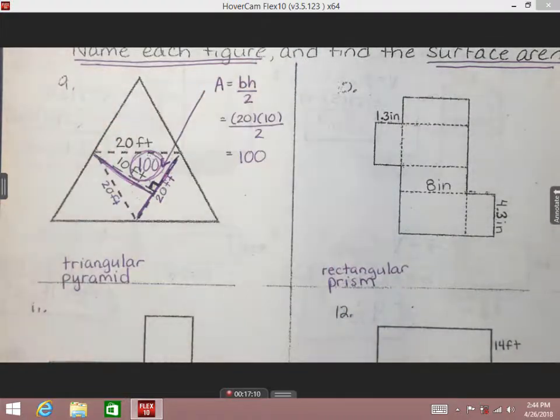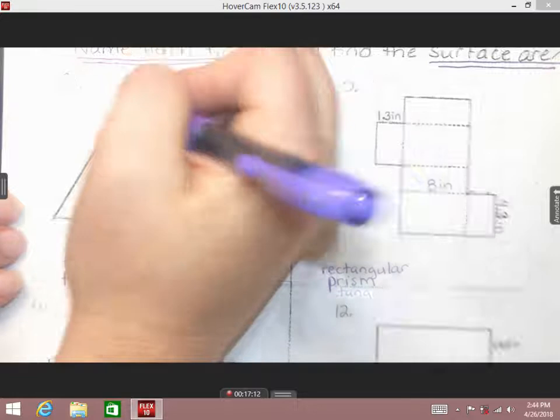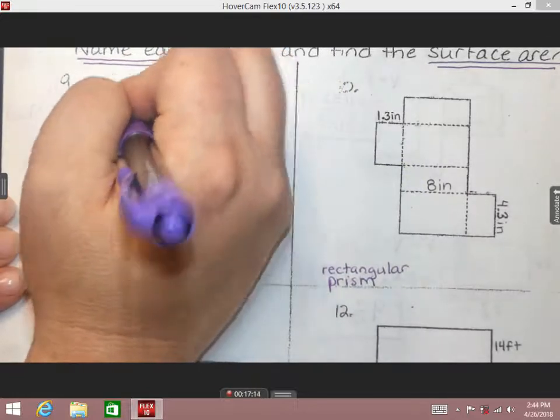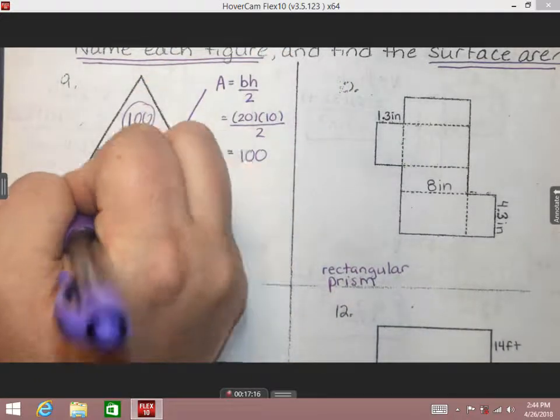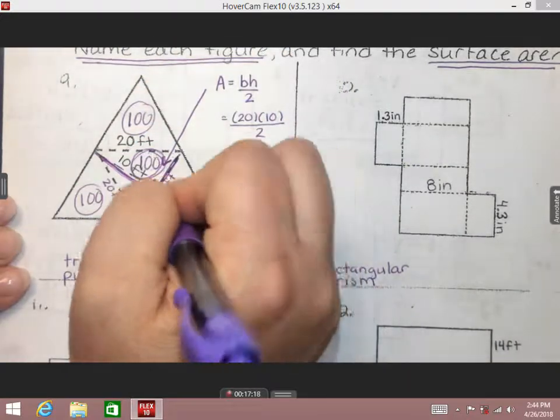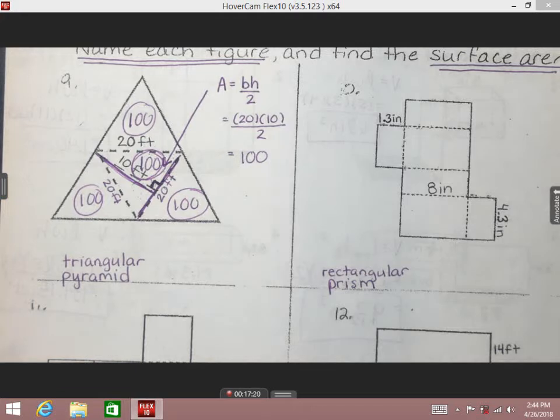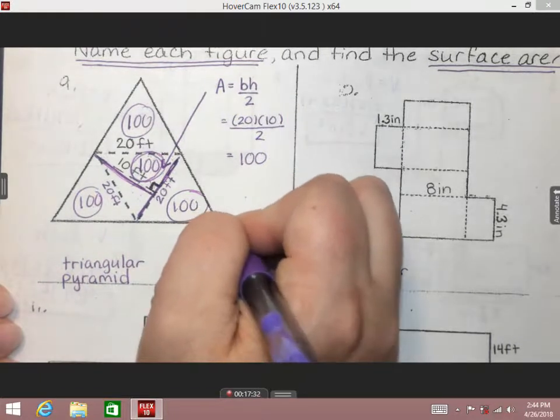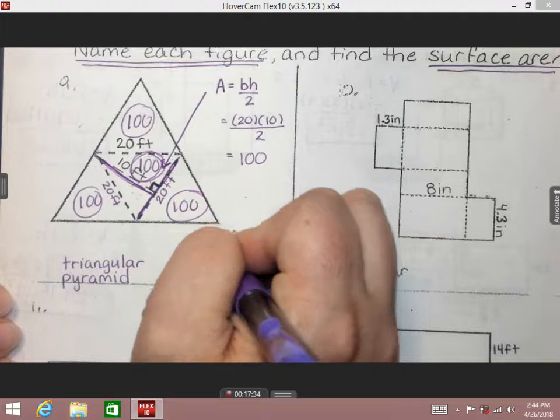All right? Now 100, that is this triangle right here in the center. Guys, all those triangles are the same size. So we're going to have 100, 100, and 100. All right? So now I have the area of every single surface. You have 2 options here. Since all of them are the same and there are 4 of them, I can just do 100 times 4. Or my other option, I can take my 100s and just add them up.